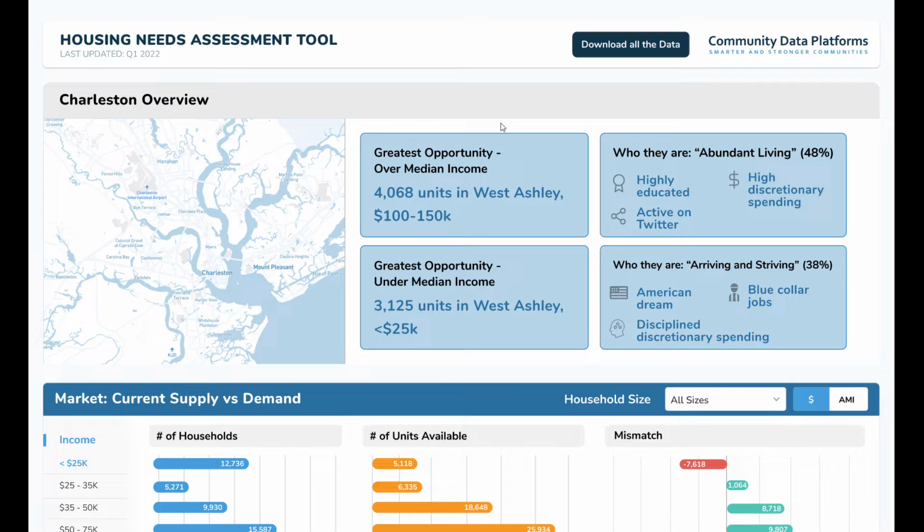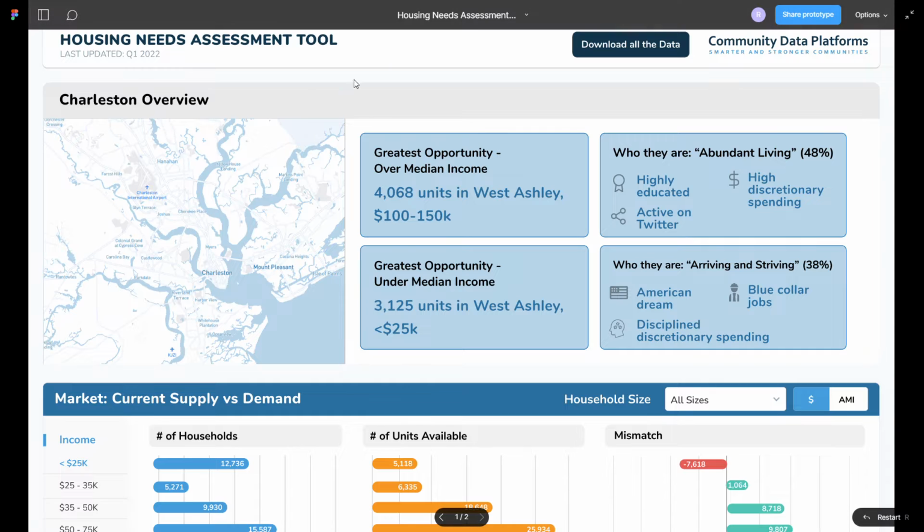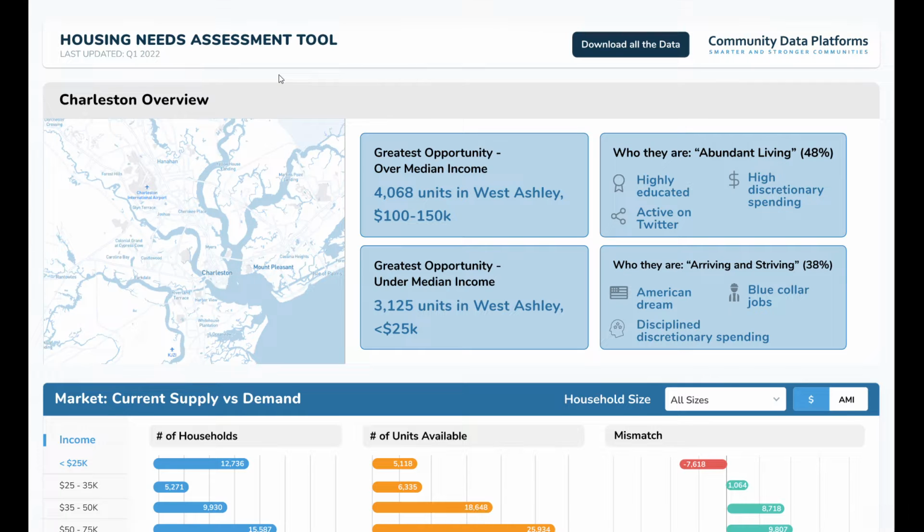The Housing Needs Assessment tool answers 3 primary questions: where to build, what to build, and who is the customer. Community Data Platform's Housing Needs Assessment tool answers these questions by combining the 2 important real estate ingredients of people and place. In this demo, we will be focusing on the Charleston market. The Housing Needs Assessment tool assumes that a real estate professional is already in some way committed to a specific market, in this case, Charleston.